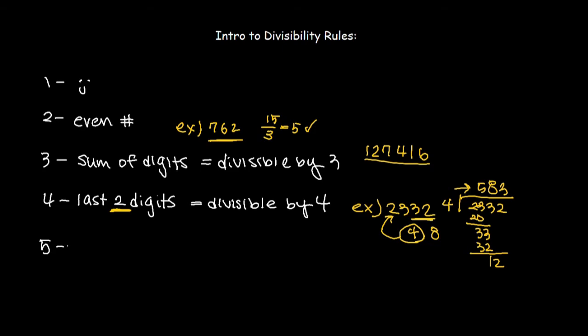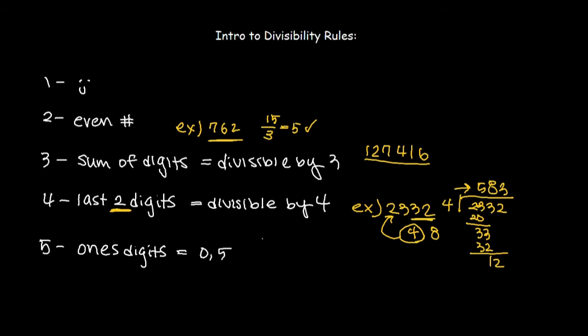It's pretty widely known. If you want to figure out if any number is divisible by 5, you just have to know if the ones digit ends in 5 or 0. So the ones digit has to be either 0 or 5.